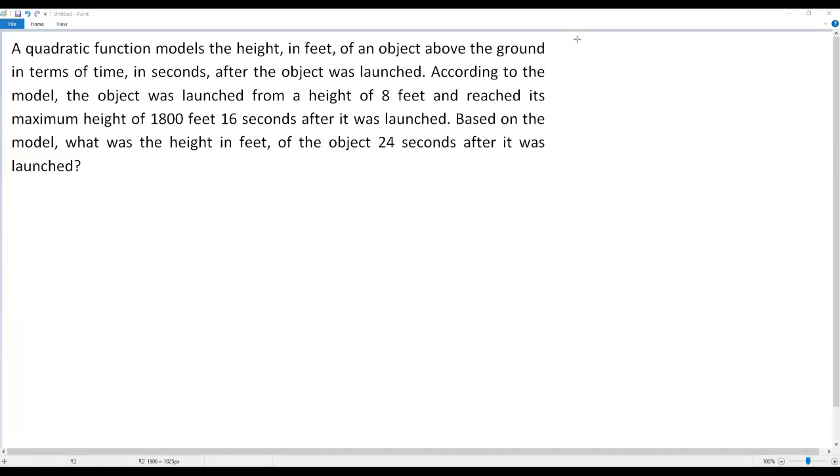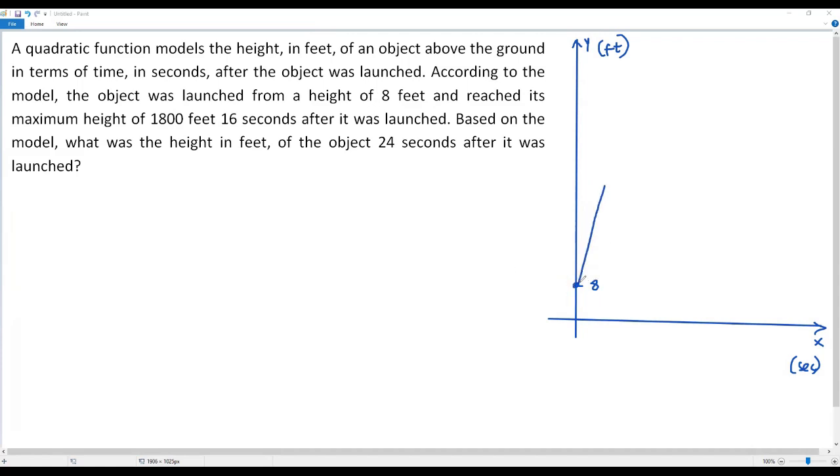Okay, let me consider an XY plane. We have the y-axis and the x-axis, and we can take the time in seconds on the x-axis and the height in feet on the y-axis. According to the information, the object was launched from a height of 8 feet. So let's take this number 8 on the y-axis over here. The object was launched from this position, that is, from a height of 8 feet, and it keeps going up. It has reached a maximum height of 1800 feet.